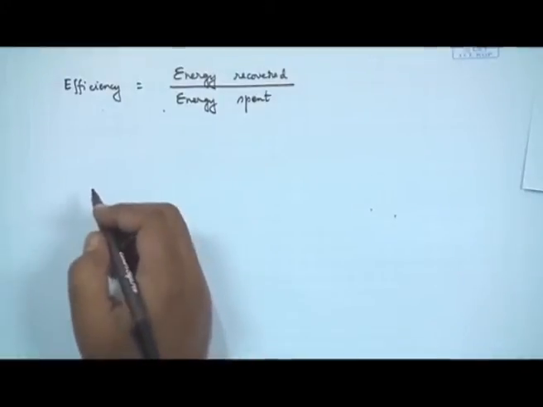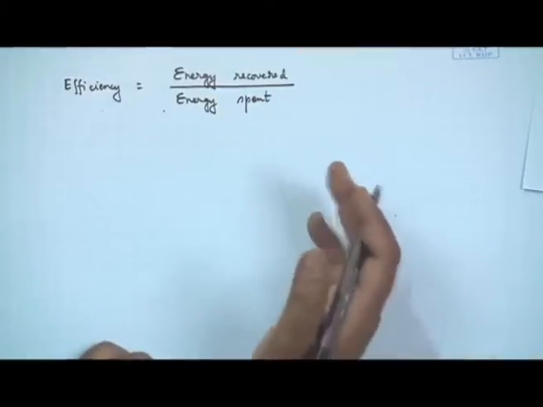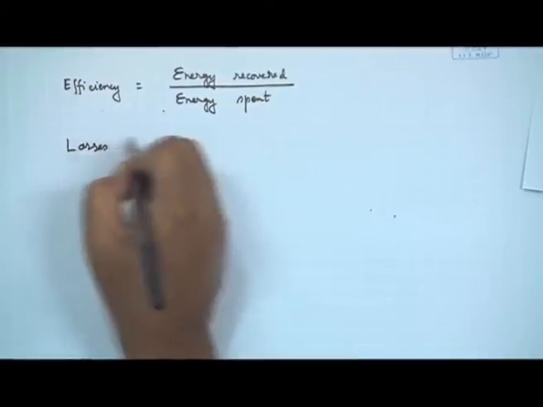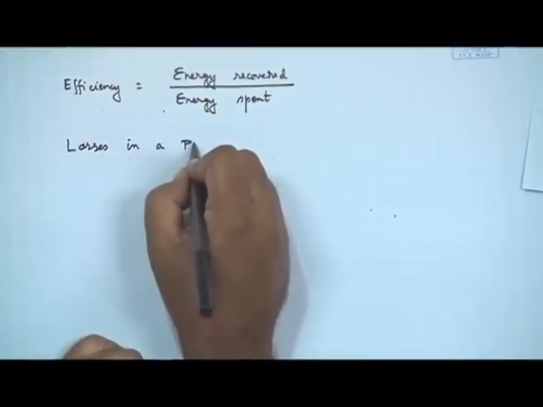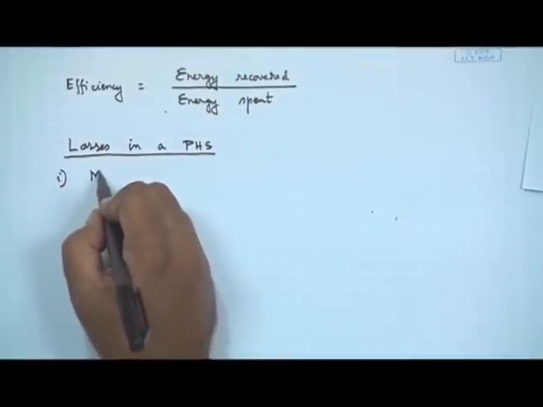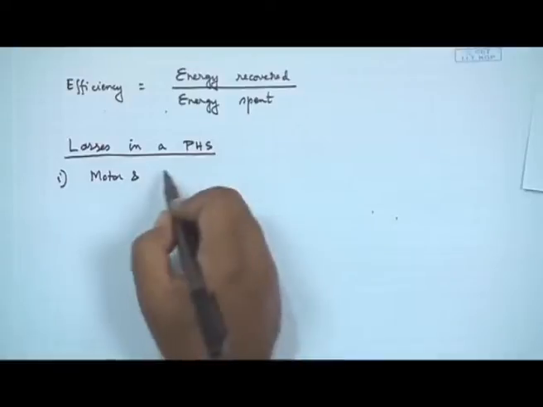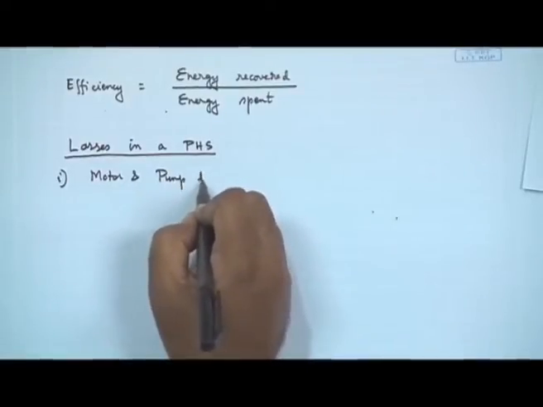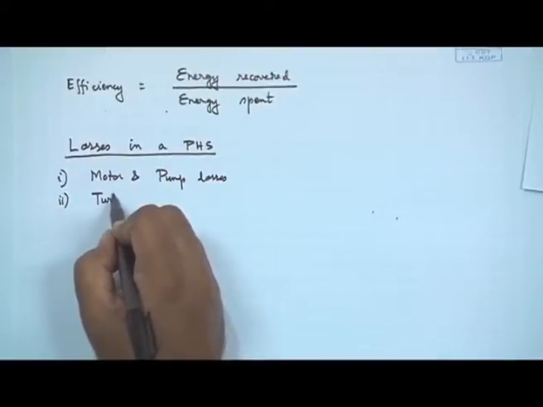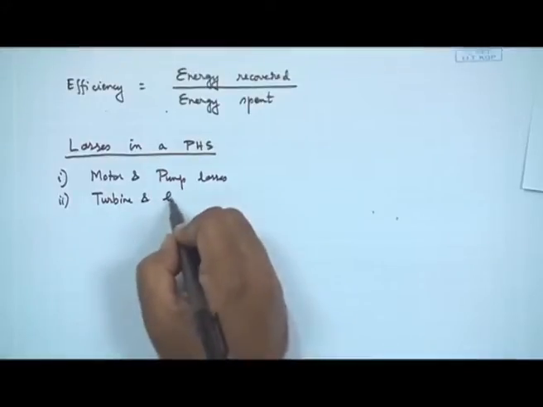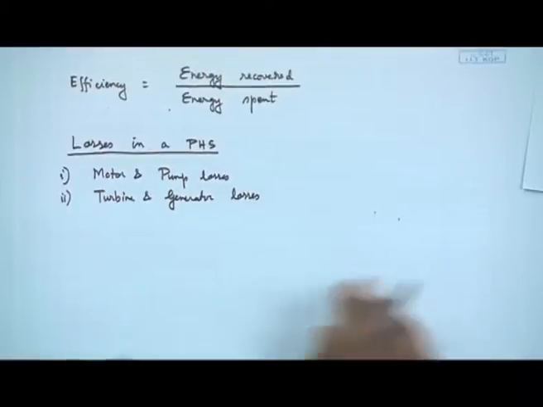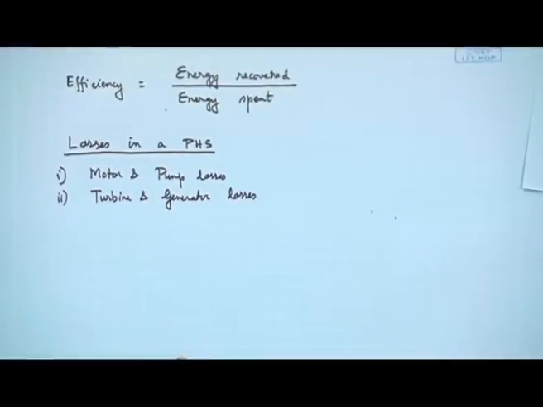All right. So, we talked about pump and motor losses, pump losses, and so on. Let us talk about other losses in a pumped hydro storage system. The first one is the motor and pump losses, and the second one, which goes hand in hand, is turbine and generator losses. Now, these are definitely the most intuitive, and we know that.